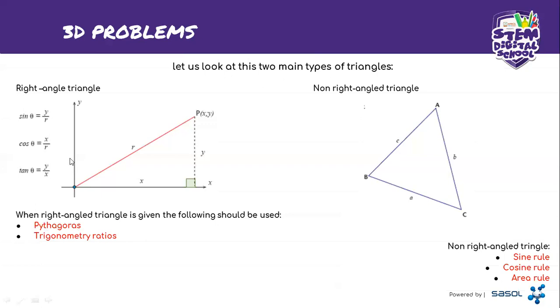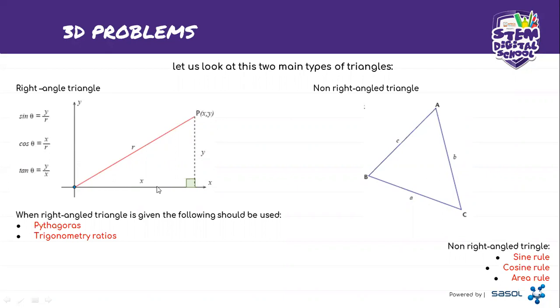Then you can see just next to this triangle, we have the trigonometry ratios, which are sin theta equals y over r, and then cos theta equals x over r, and then tan theta equals y over x.